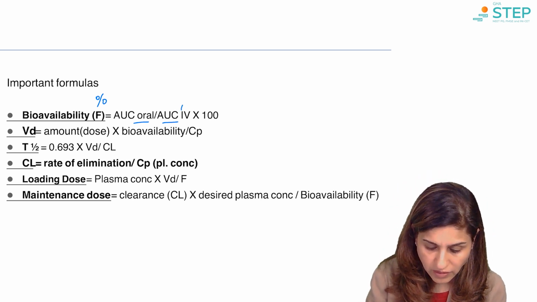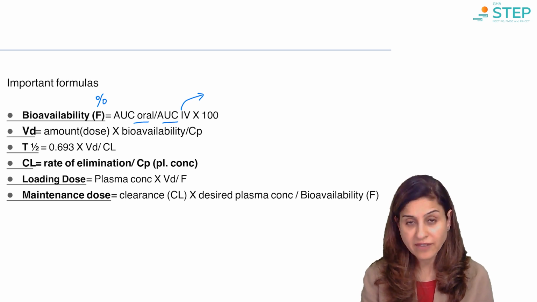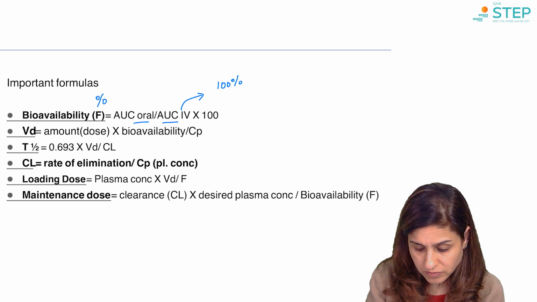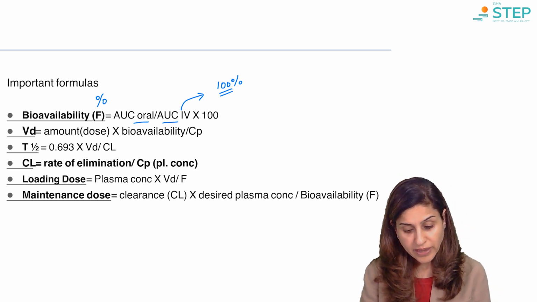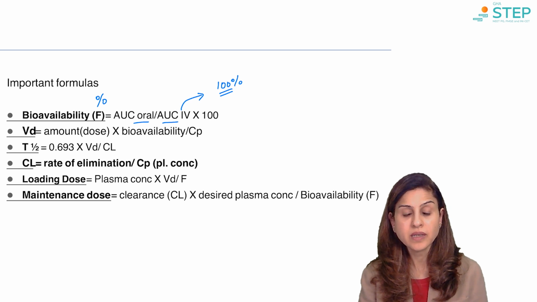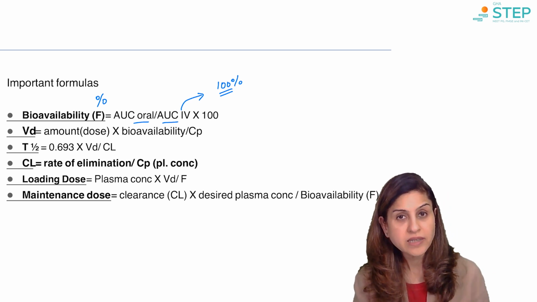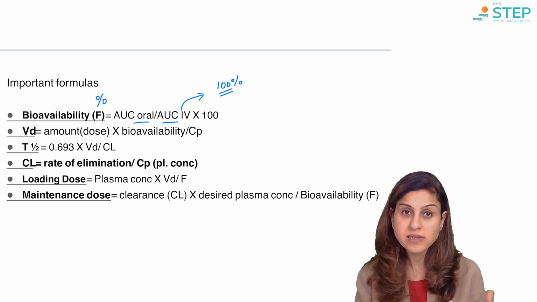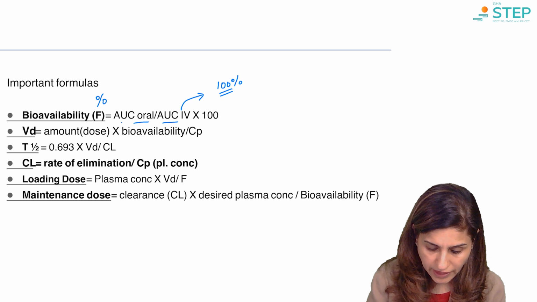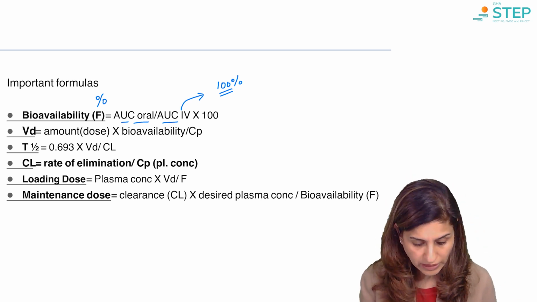So the area under curve of IV is the standard. We know the bioavailability by the IV route is maximum, or we can say almost 100%. For the area under curve of the oral route, obviously there will be certain losses when you're giving the drug orally. It can be lost in the GIT, and the second important thing is that first pass metabolism plays an important role. So whatever area comes for oral, divide by IV, into 100. This becomes your formula for bioavailability.